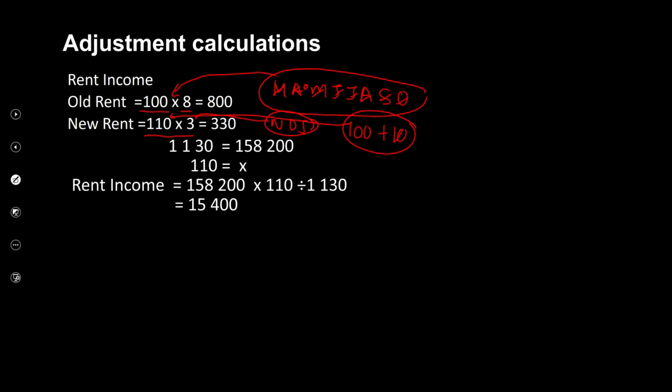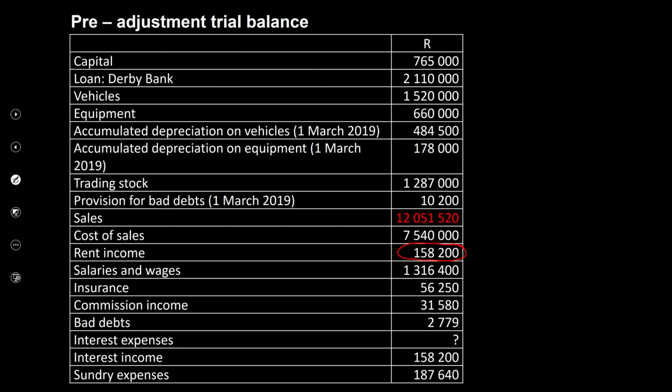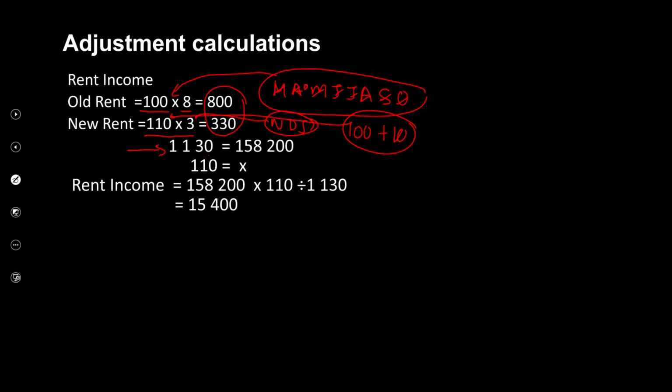Multiply that by 110 times 3 will give you 330. Now watch. Add that component. The 800 plus the 330 will give you 1,130, which is equal to the rent amount which we've established to be 158,200. There we go. There's the 158,200. So in terms of percentages, the 1130 is equal to the rand value of 158,200.